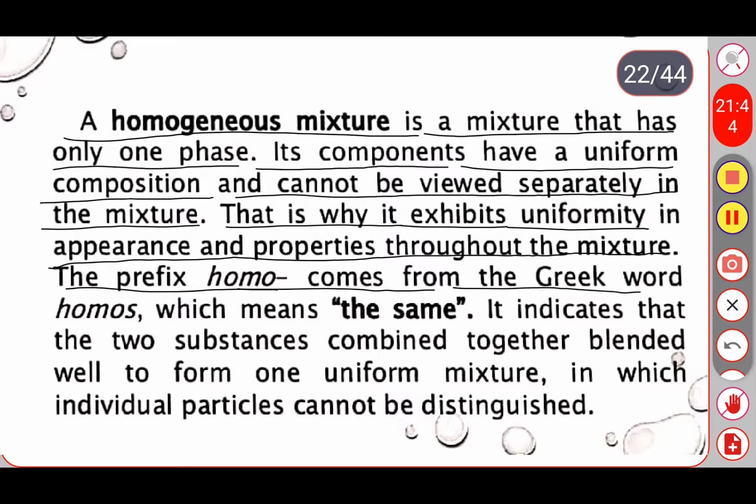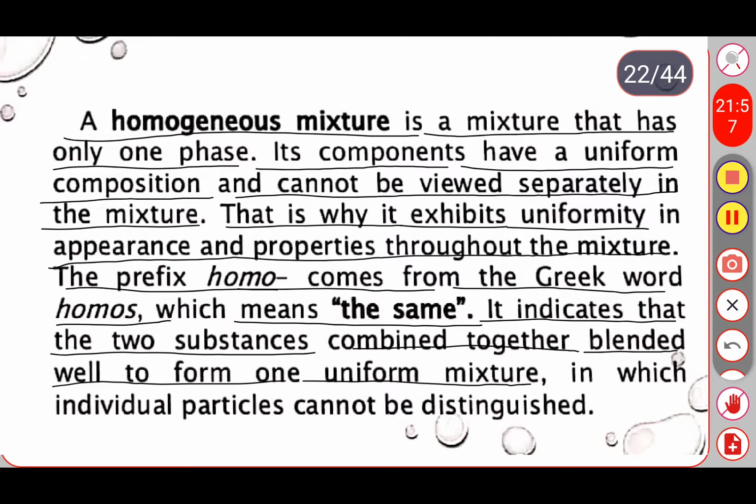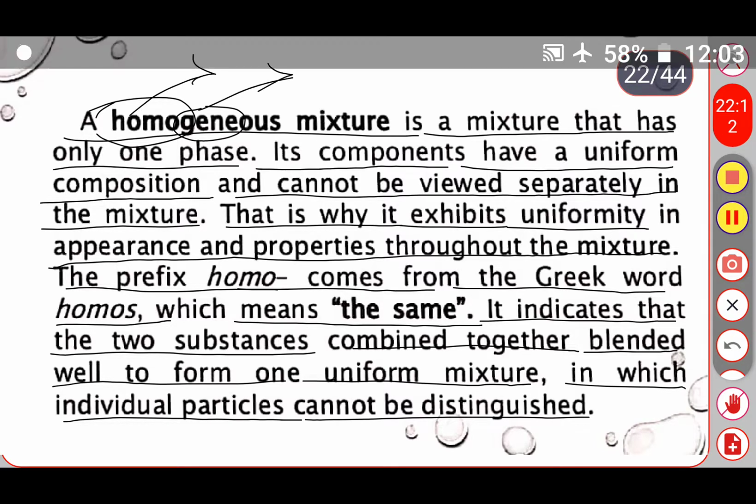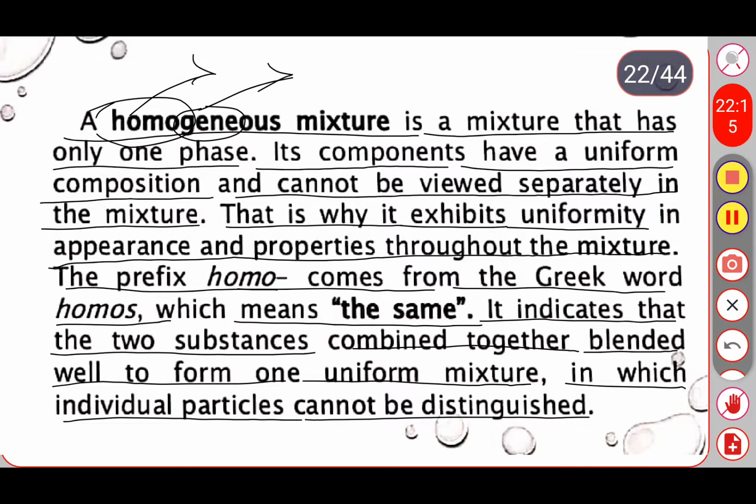It indicates that the two substances combined together blended well to form one uniform mixture in which individual particles cannot be distinguished. So homo means same type and gene means kind. So the two substances we are combining should be the same kind of substances. These kinds of mixtures we call homogeneous mixtures.